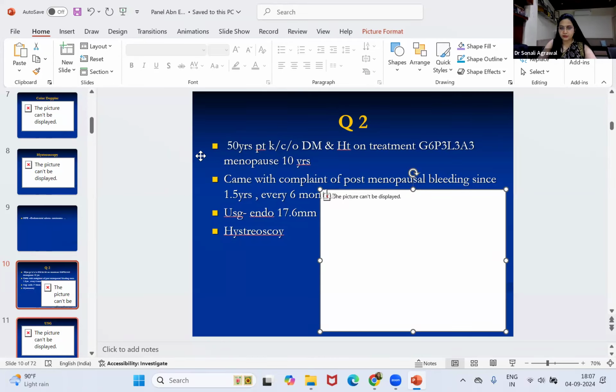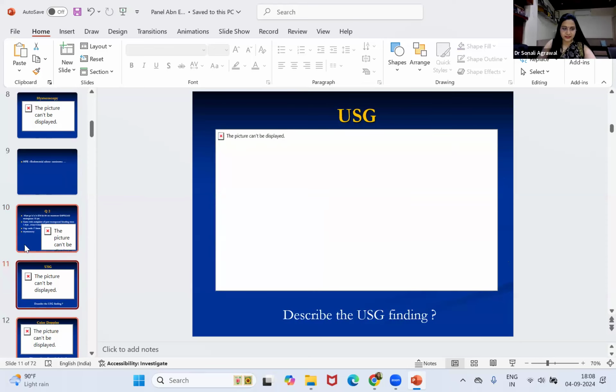A 50-year-old patient, a known case of diabetes mellitus with hypertension on treatment. She has been menopausal for 10 years and came with a complaint of postmenopausal bleeding for 1.5 years, on and off every 6 months. The endometrium was 17.6 mm.